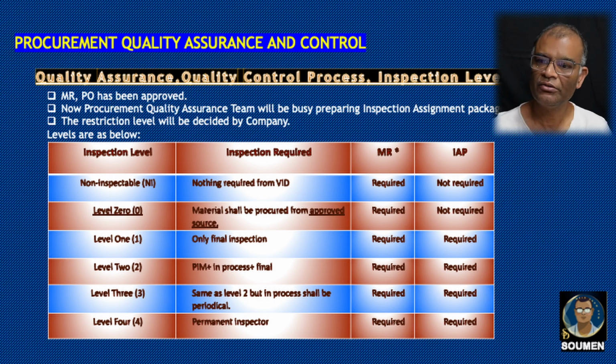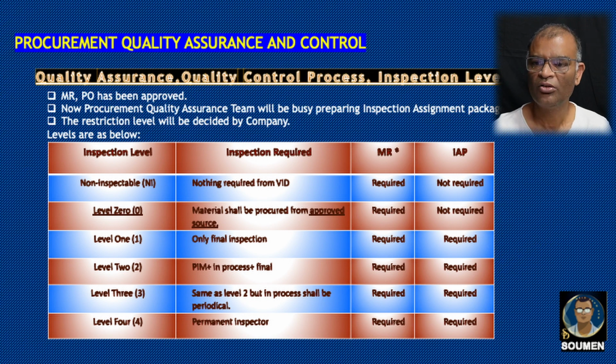There are actually 4 levels, level 1, 2, 3 and 4, but there are few materials which are also termed as bulk material. There are 2 more grades which are non-inspectable and level 0. So non-inspectable material, nothing required from VID. MR is required, but IAP is not required. Level 0, materials shall be procured from approved source. The MR required, but IAP is not required. If IAP not required means pre-inspection meeting also not required.